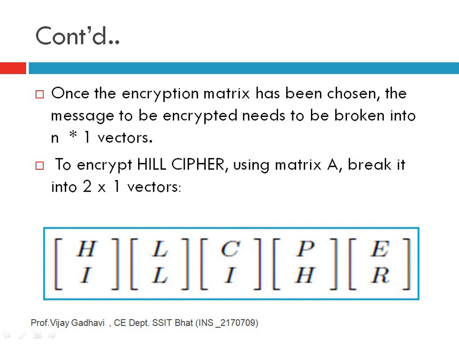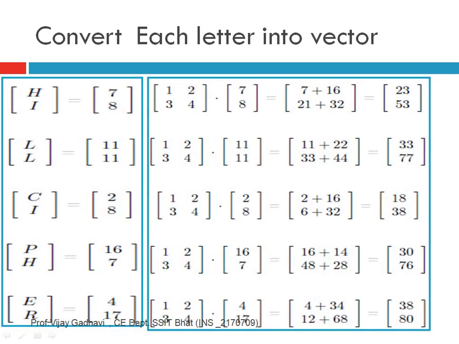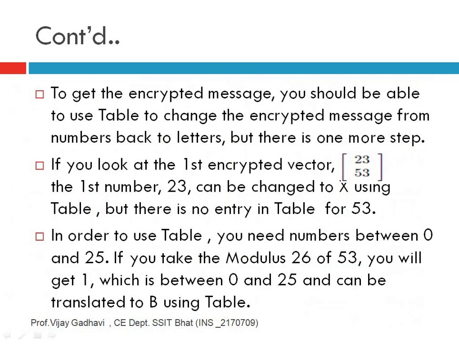Once the encryption matrix has been chosen, the message needs to be broken into n by 1 vectors. To encrypt with the Hill cipher using matrix A, break it into 2 by 1 vectors. This is an example. To get the encrypted message, you should be able to use the table to change the encrypted message from numbers back to letters. But there is one more step.